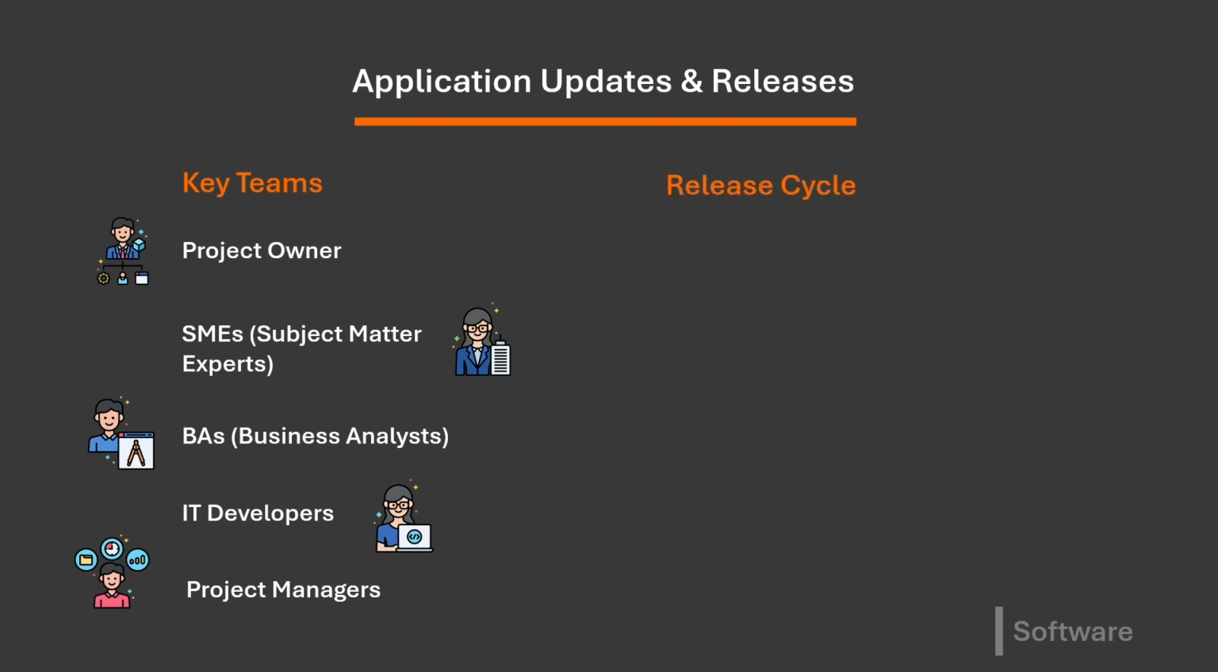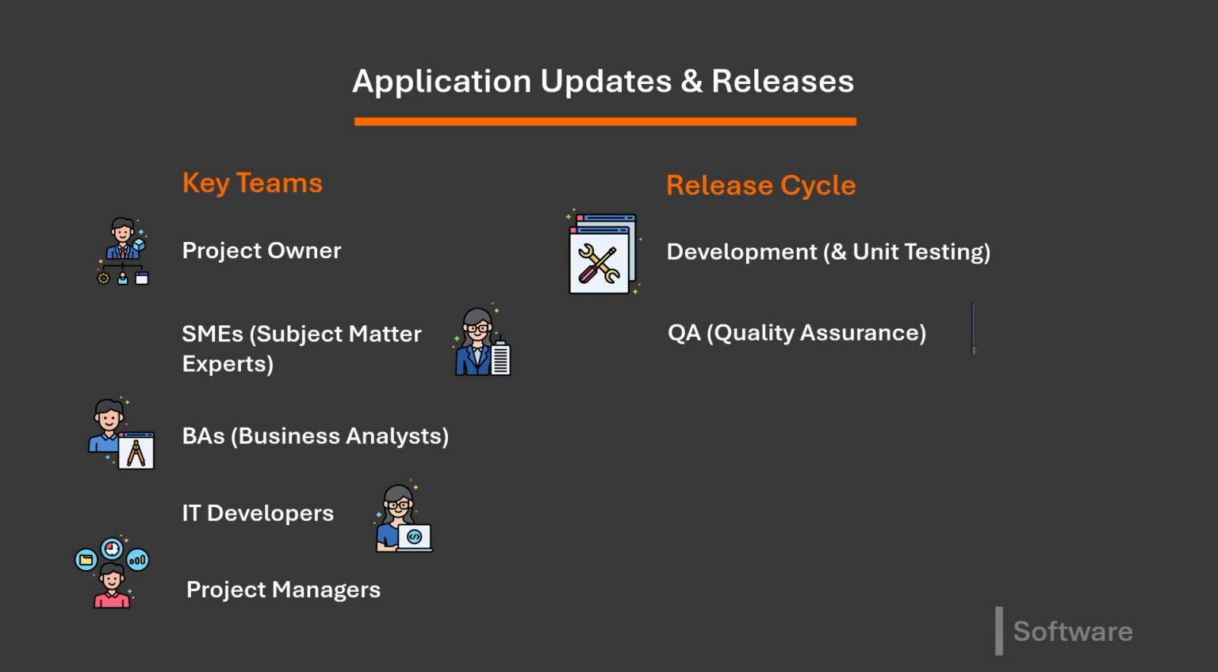Now let's look at the software release cycle. First, we have development. So developers create and build new features or updates in the software. During this phase, the development team also conducts initial testing, often referred to as unit testing, to ensure that individual components work as needed before moving on to larger tests. Then we have QA or quality assurance.